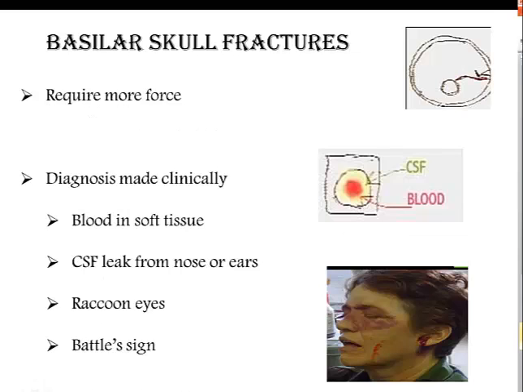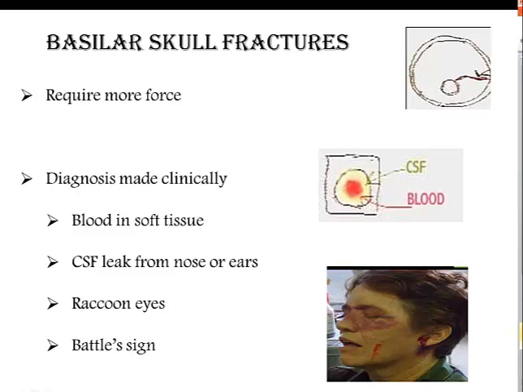Basilar skull fractures are fractures in the floor or base of the skull. They require more force, and diagnosis is made clinically. However, CT or MRI can help confirm. Basilar skull fractures have characteristic signs. One is blood in the soft tissues or sinus. Second, cerebrospinal fluid leaks from the nose or the ears can be noted. There may be a tear in the dura leading to the cerebrospinal leak.